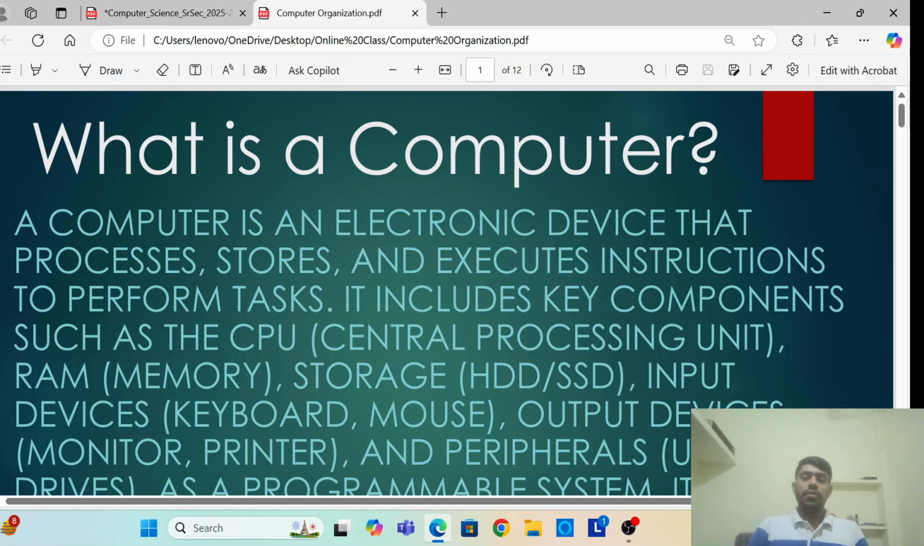Just previously, I was talking about your curriculum and syllabus regarding your class 11 computer science. Regarding this, I have made one fundamental video about computer.